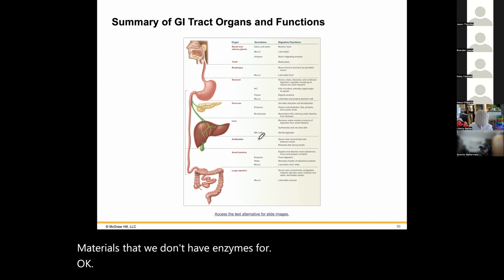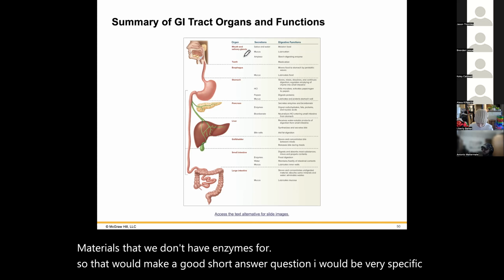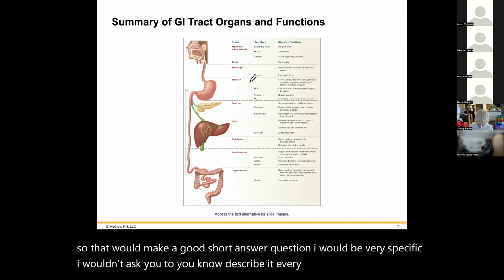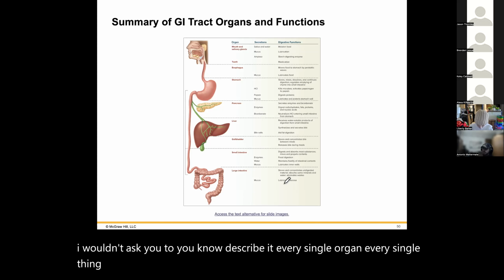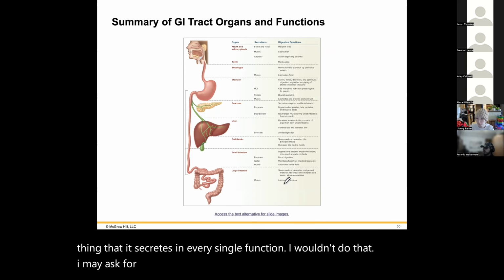So that would make a good short answer question. I would be very specific. I wouldn't ask you to describe every single organ, every single thing that it secretes, and every single function. I wouldn't do that. I may ask for a couple of them, two or three of them, something like that. That would be how I would ask that question on an exam.